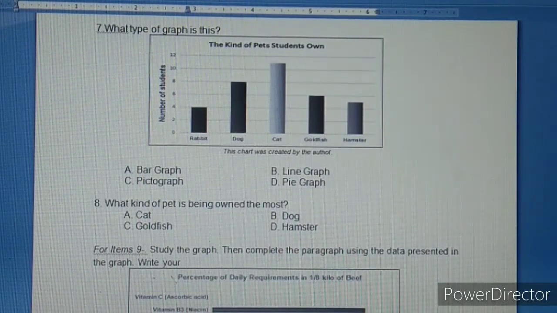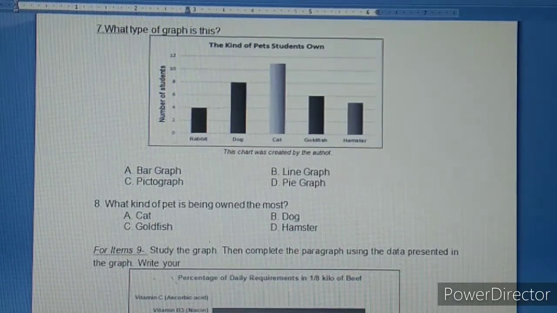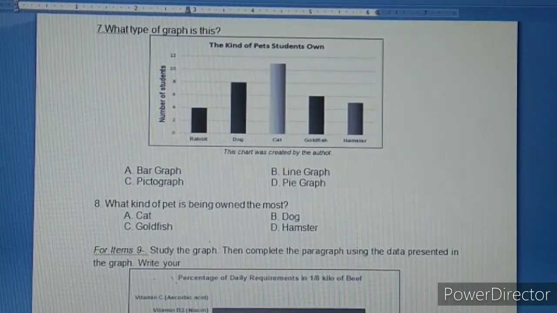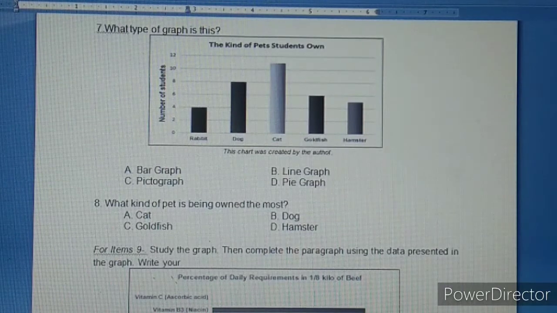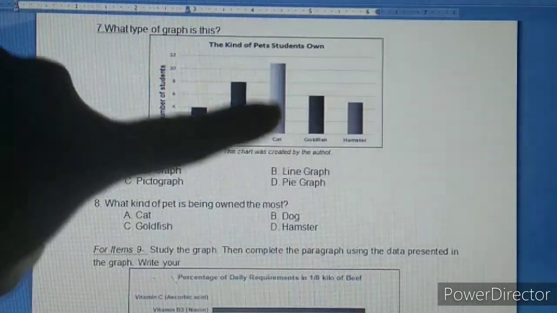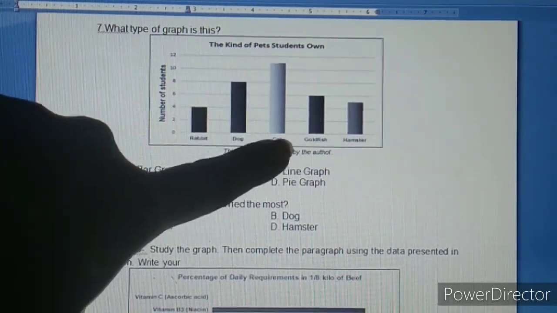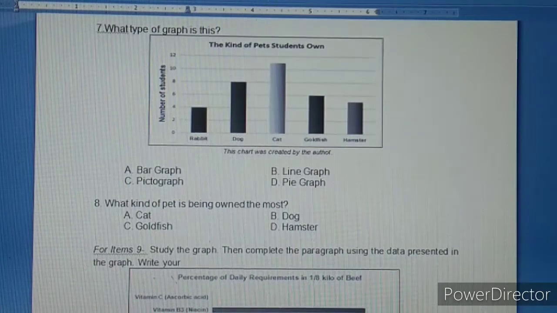Now let's move on to number 8. What kind of pet is being owned the most? A. Cat. B. Dog. C. Goldfish, or D. Hamster? As you can see in the graph, the pet which is being owned the most is this one, and it's cat. So the answer is letter A.